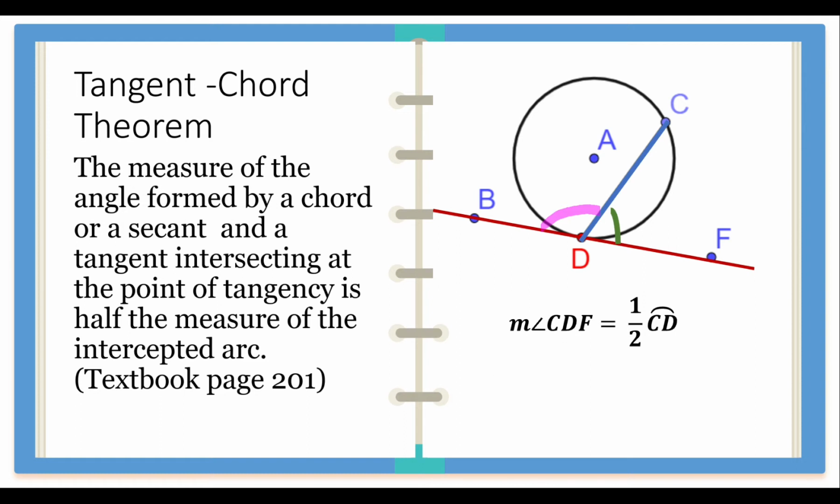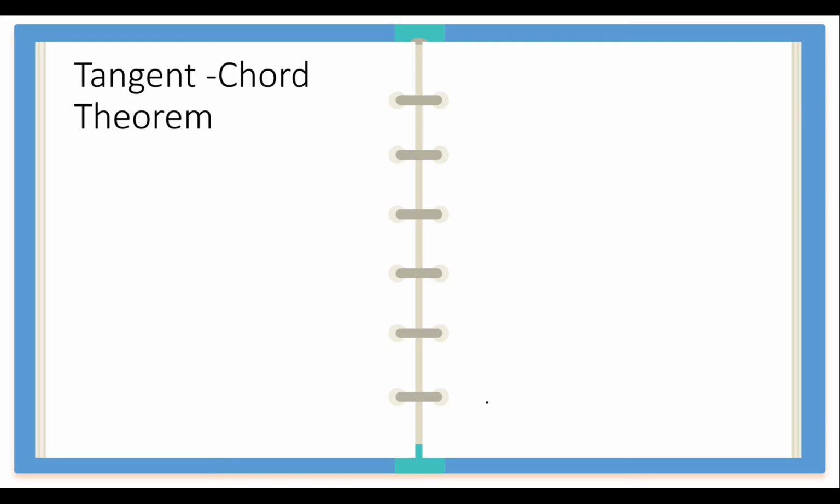The measure of angle CDF, the green angle, is equal to 1/2 the measure of the arc CD. Arc CD is the arc intercepted by the angle. That is the yellow arc. Let's see why this is true.